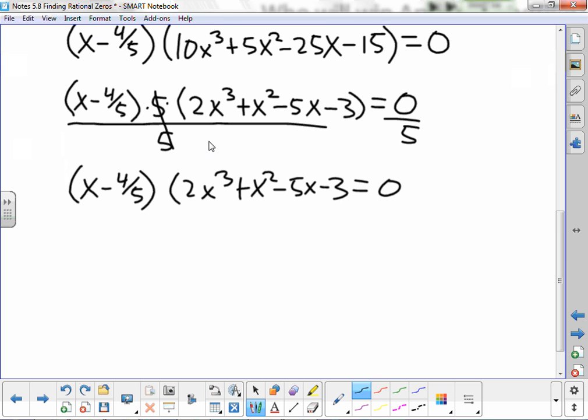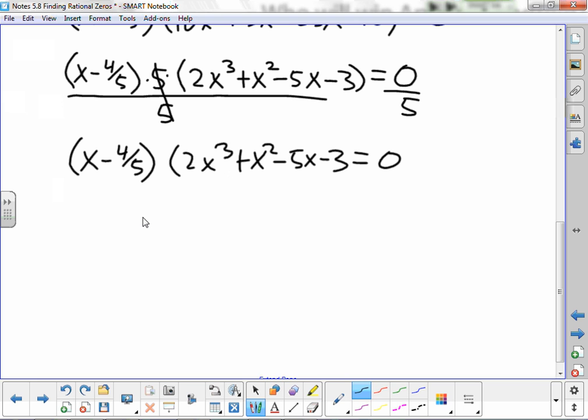Now, another choice you could have had instead of dividing both sides by 5 is that once you pulled the 5 out, you actually could have distributed it into the other one because that would have made this not a fraction anymore. But I don't see why you would want to do that, because technically right now you can solve this really easily. You can just do x minus 4/5 equals 0 and get positive 4/5. So you don't have to do that.